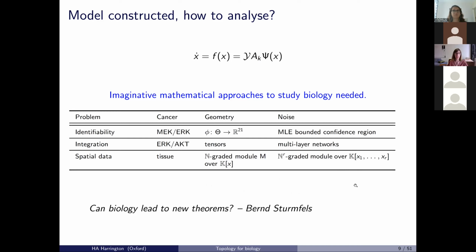And so the question that as a mathematician we might want to ask is, can biology lead to new theorems? That was posed by Bernd Sturmfels some years ago. And I think it not only leads to new theorems, but new theorems can also lead to new biological insights. So I really do think there is this nice cycle.